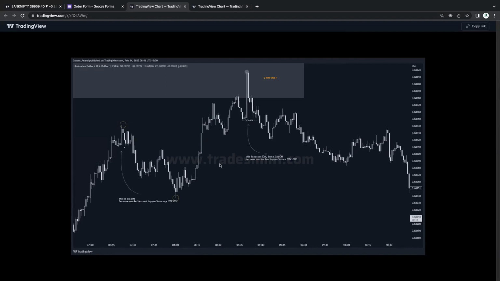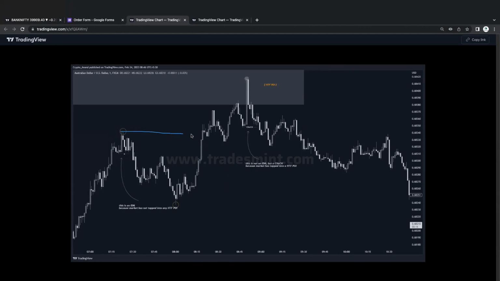Correct. This is a perfect example. Like this, the structure, the first pullback, is taken out. So this is an inducement, not a CHoCH, because price did not tap any PDI. But if price taps on the PDI here, then the first pullback is called a CHoCH, and this is an inducement.